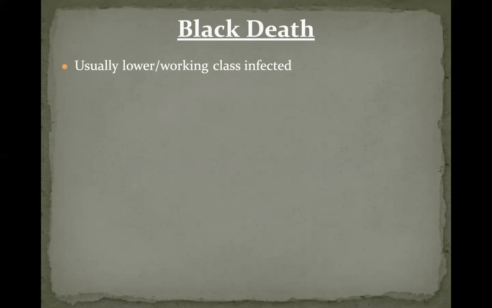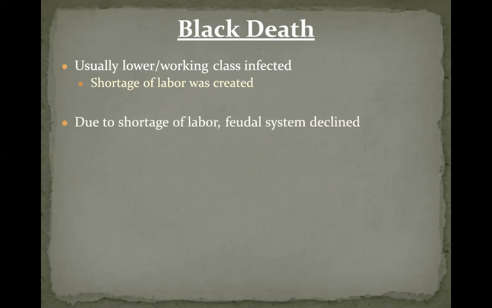very few people are likely to need or have the vaccine. And so some of the impacts of the Black Death, it usually impacted the lower working class. And why do you think this was? Because the lower and working class were the ones working these ports, working the trade. And when they got sick, and many quickly died, there was a shortage of labor that was created. And due to the shortage of labor, the feudal system or feudalism declined throughout Europe. And now workers could choose who to work for and who would pay the most.